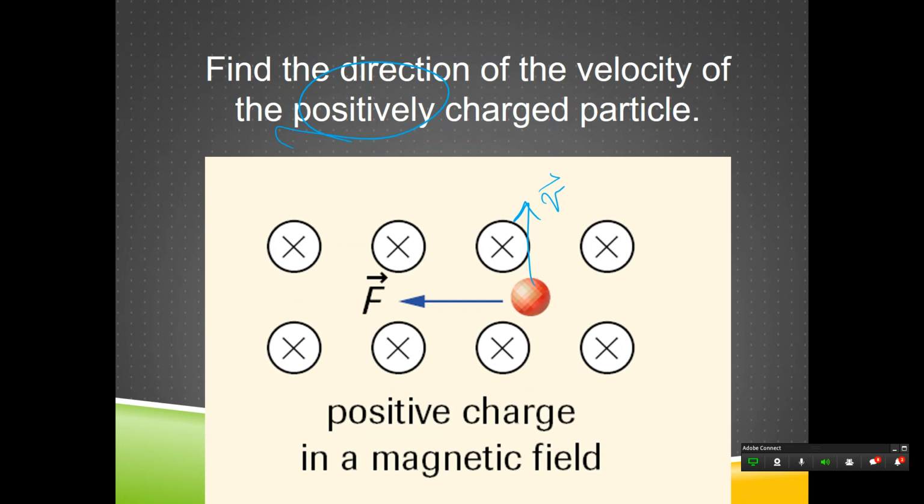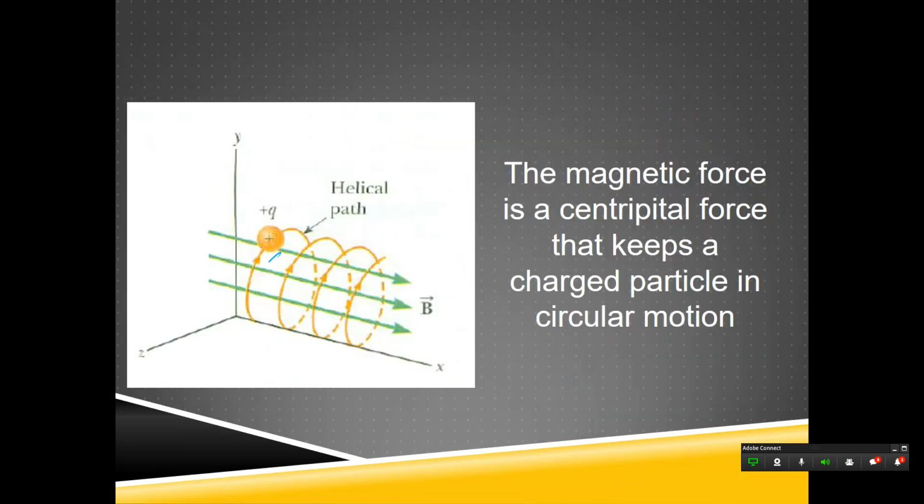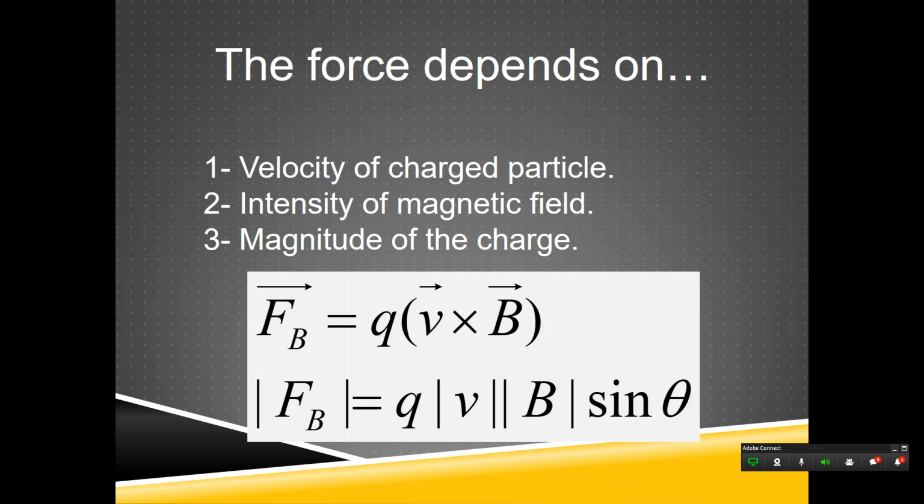And they're all 90 degrees from each other, which means it has no choice but to be a cross product of two vectors. It's a velocity vector crossed with a magnetic field vector. So there's your linear algebra for here. Okay?